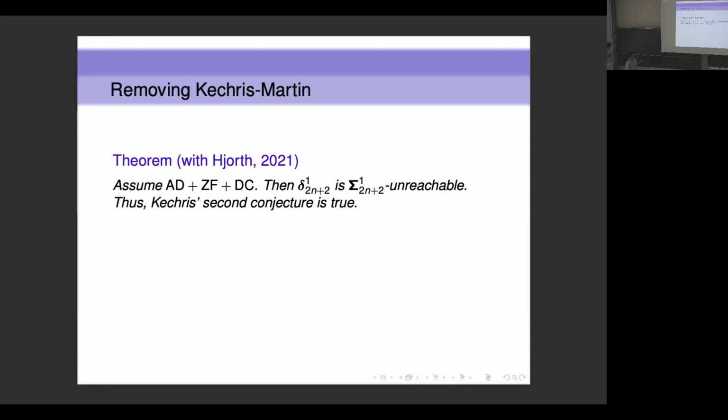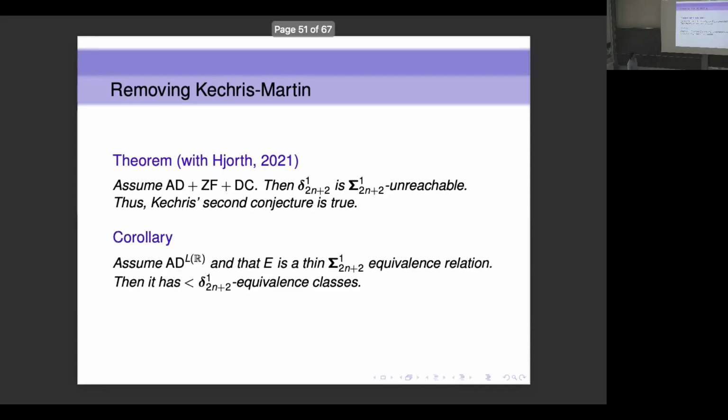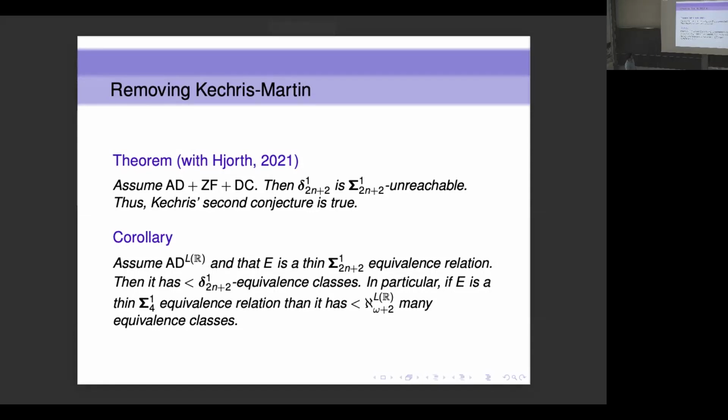And then last year I was teaching a course in descriptive set theory. I remembered it. But the proof is just taking Greg's idea and making it work without Kechris-Martin. So I cannot prove Kechris-Martin. Okay, so you get that application which I stated before. In particular, you get that for sigma 1 4 equivalence relations, if they're thin, they have less than aleph omega plus 2 equivalence classes.